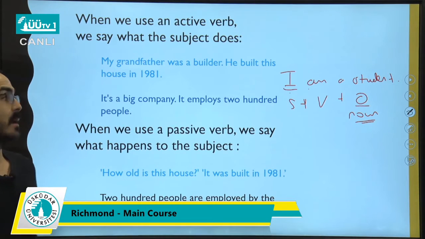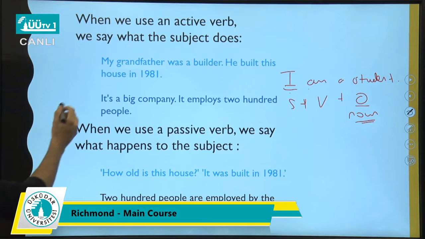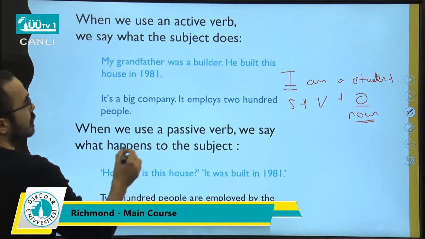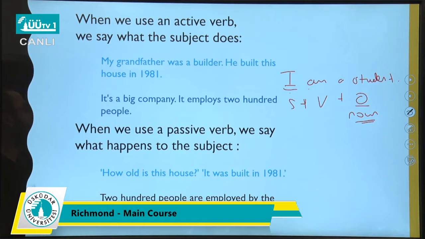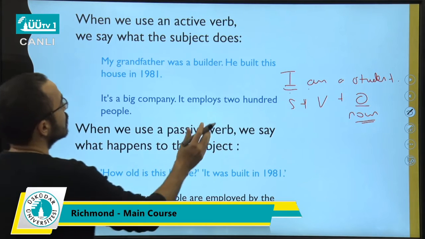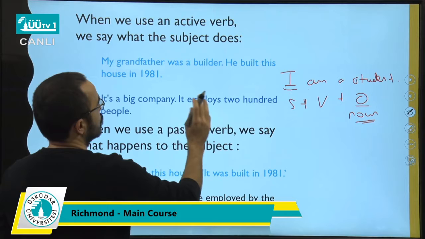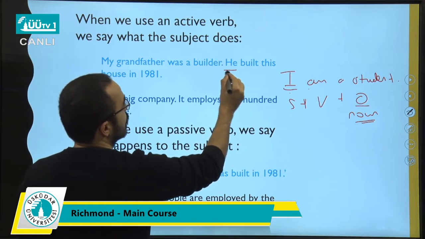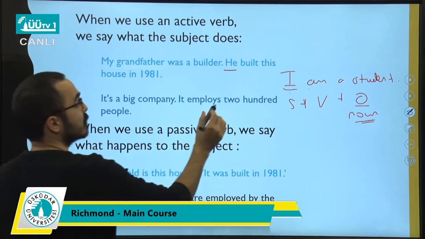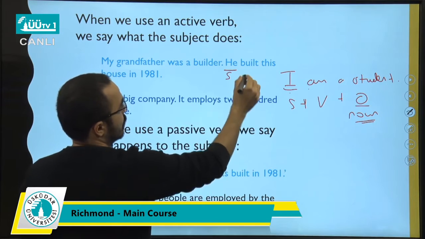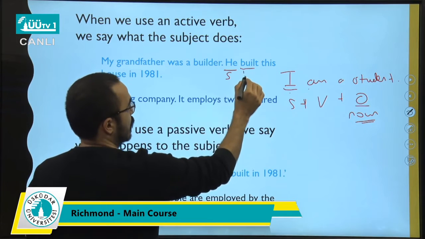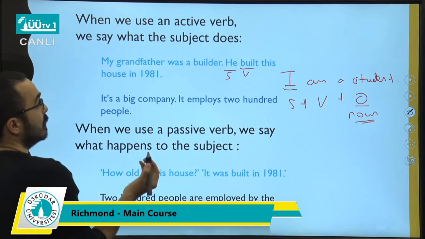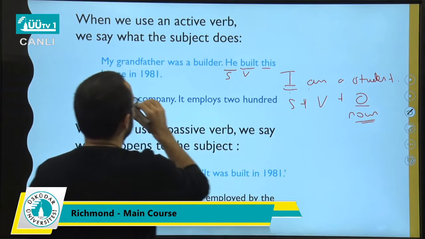Of course, active, right? What is active voice? My grandfather was a builder. He built this house in 1981. Okay, so he built this house in 1981. Who built this? He, right? So this is my subject. What's the verb here? Build, right? Build. Okay, and what did he build? This house, right?